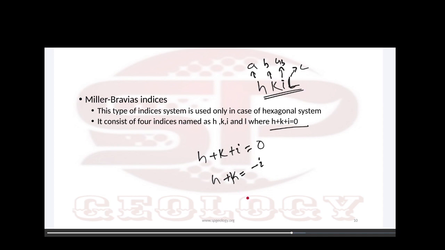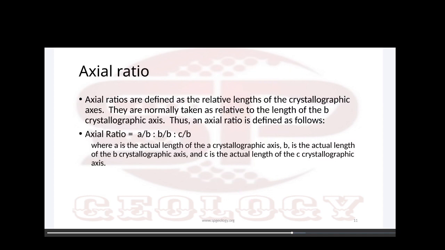Understood? Then comes axial ratio. So what is axial ratio? Axial ratio is defined as the relative length of the crystallographic axes, taking the ratio of all axes with the B axis. Simple. So suppose there are 3 crystallographic axes A, B, C. You just take the ratio of the B axis with all axes. This will be the axial ratio. So A by B is to B by B is to C by B. This is your axial ratio.